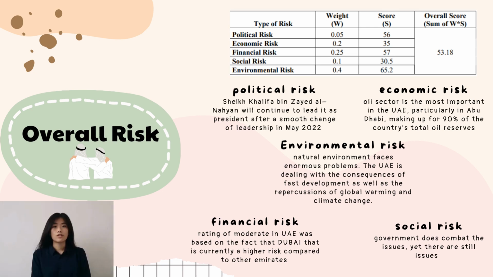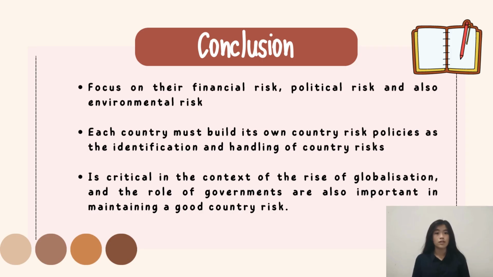Thus, the overall risk for the United Arab Emirates is 53.18, which is considered medium to high as it is slightly higher than the average. So in conclusion, we can see that the country risk of UAE actually has to focus on their financial risk, political risk, and also environmental risk.